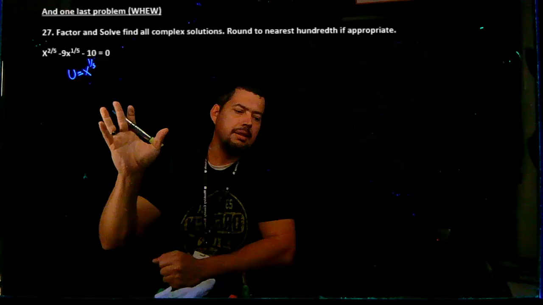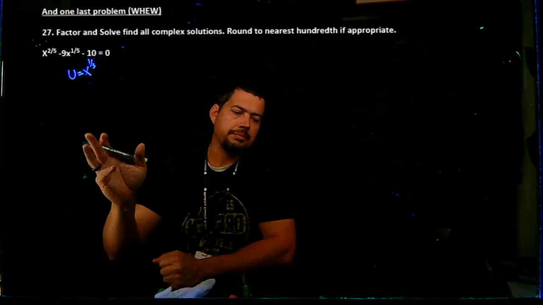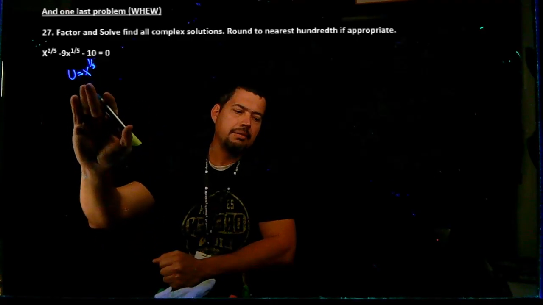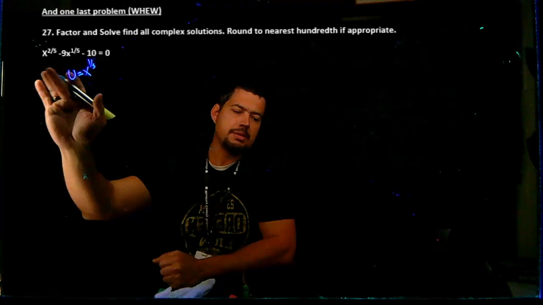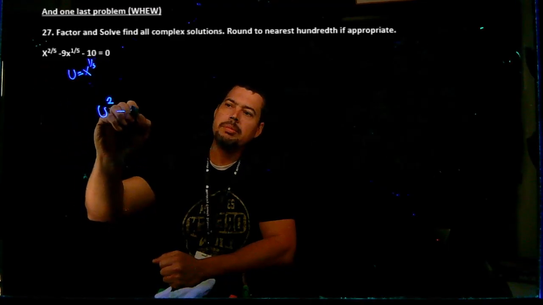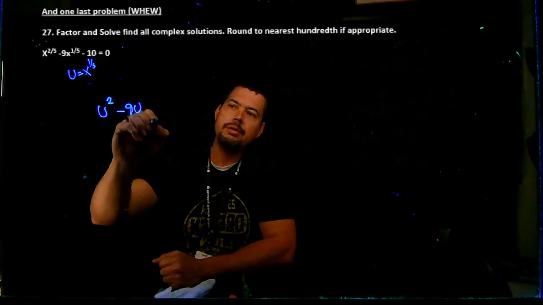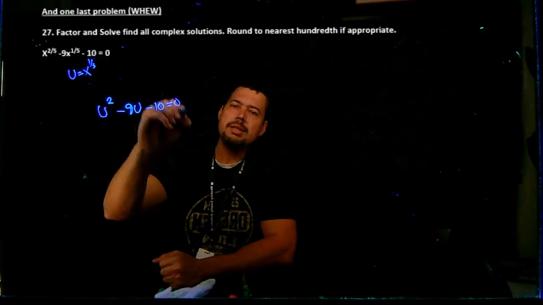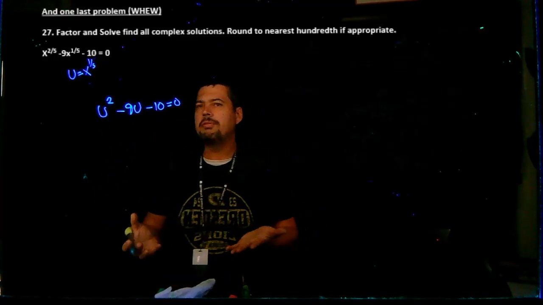I'm going to rewrite this thing so it looks like a quadratic. Now remember, I already explained that if you squared this, you would get this piece. So this piece becomes U squared. The middle becomes 9U, and then you have your minus 10. The reason that was done is because that's easier to factor.